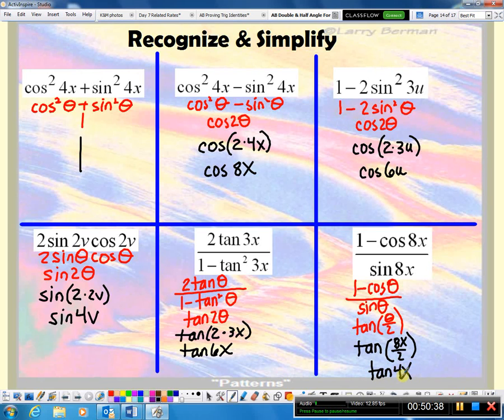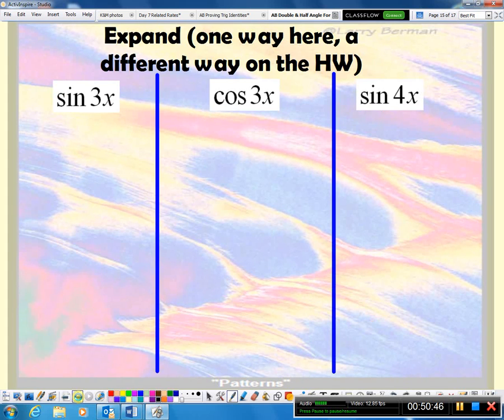Almost done. This is a long, tedious lesson, and I know this is really going to require you to do some practice. And I'm trying to hustle so you will have practice time in class. All right, so when I say expand one way here and a different way on the homework, I will circle the step where on the homework you need to start making a different choice. So whenever you have a 3x, the way you start is to say, let me break the 3x into x plus 2x. That's an automatic.